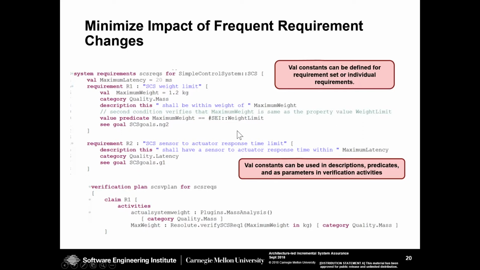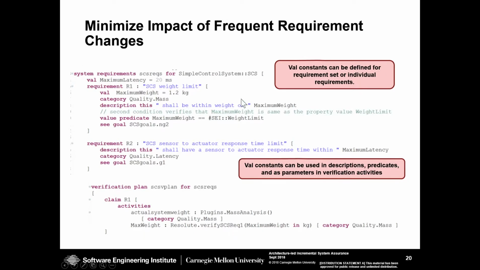You can then have predicates specified. In this particular case, we indicate that the value specified up here must be the same as the value recorded in a property within the model. The idea of these variables is that we can make use of them, for example, in the textual description, and secondly, we can refer to them in verification plans. So here, for example, we are referring to maximum weight as a value to be passed to a verification activity.